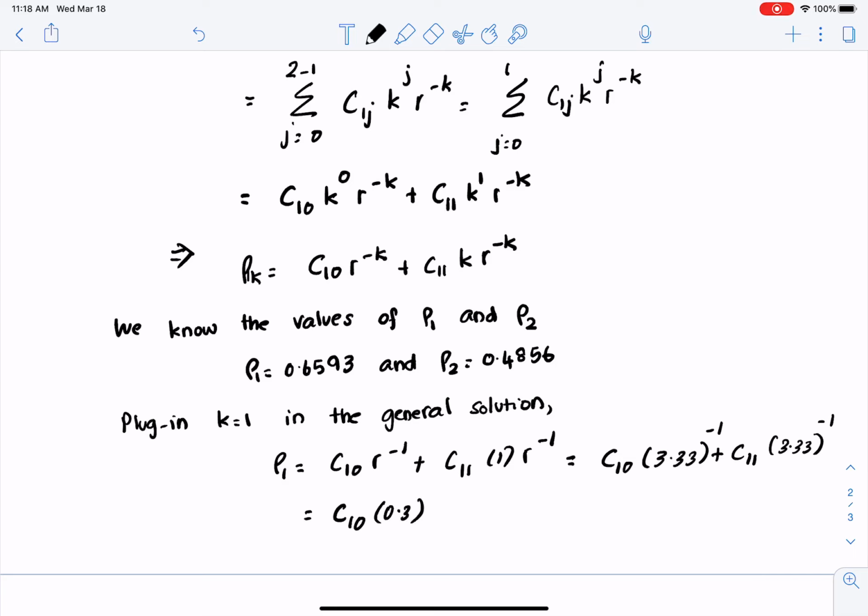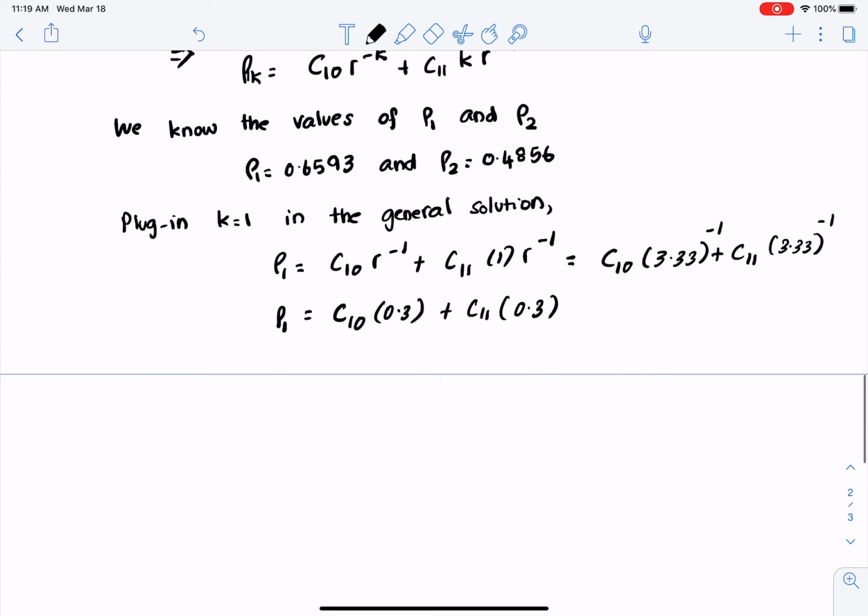So that would reduce to 3 over 10 plus C11. 3.33 is 10 divided by 3, and if we invert it, we get 3 over 10. So row 1 is equal to that expression. So 0.6593 would be equal to C10 times 0.3 plus C11 times 0.3.